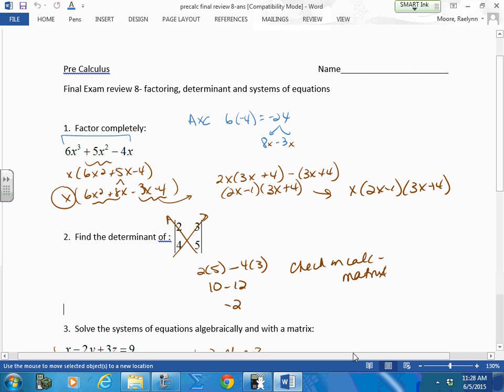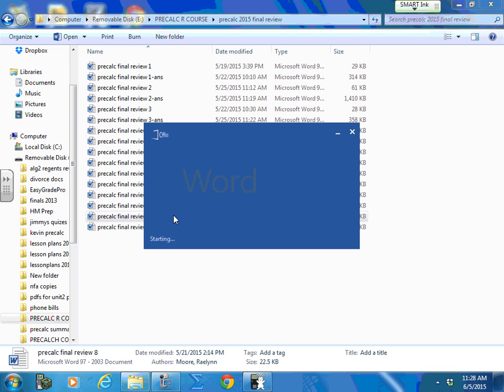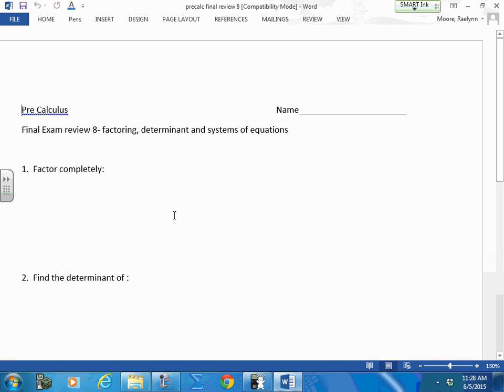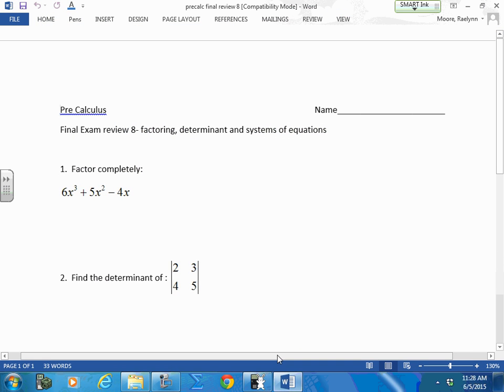Factor? Okay, let's factor. First thing we notice is everything contains an x. Get the x out of there. Then you're left with this. Let's pull this out and do this separate. We have time. Okay, we're going to factor out an x first. Now you have a regular trinomial.